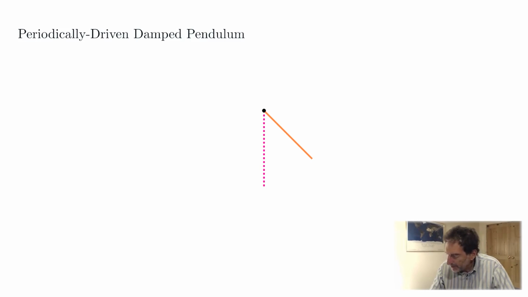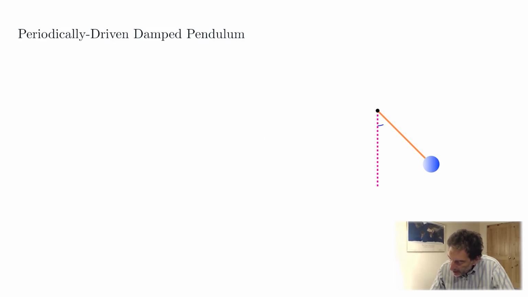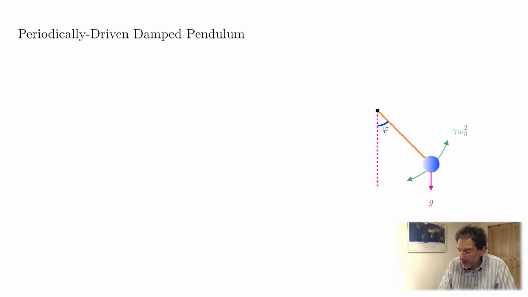So here is a mass. There is a rigid rod that's holding it to a pivot point. We characterize the pendulum by its angle with respect to the vertical. There is a gravitational force G that is pointing downward, trying to bring it to rest. There is an oscillating driving force of magnitude gamma omega naught squared. I'll define these quantities in just a moment, but that's trying to jiggle the pendulum. And furthermore, there is friction at the pivot point.